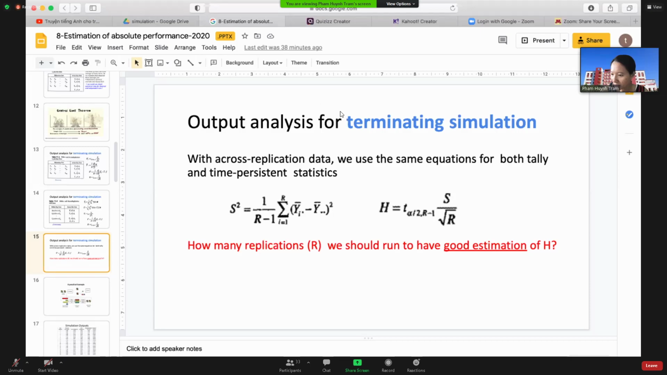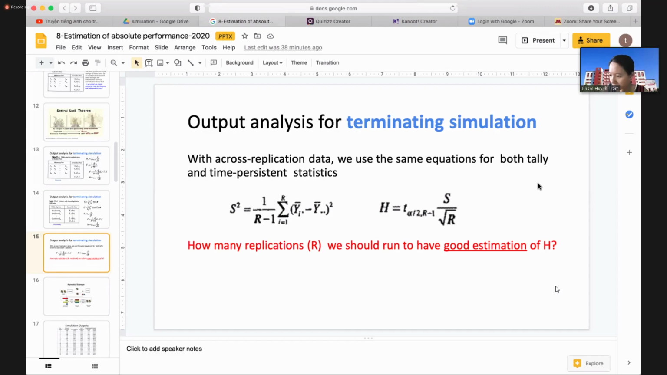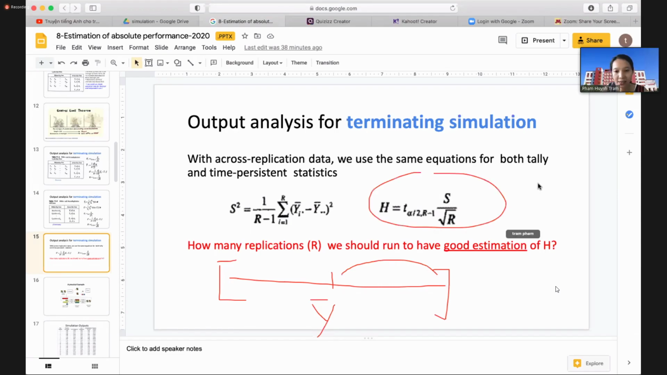Let me plot it here. This is our confidence interval. Okay, this is the average. So half of our confidence interval is calculated by this equation. The half width of our confidence interval is calculated by this equation.